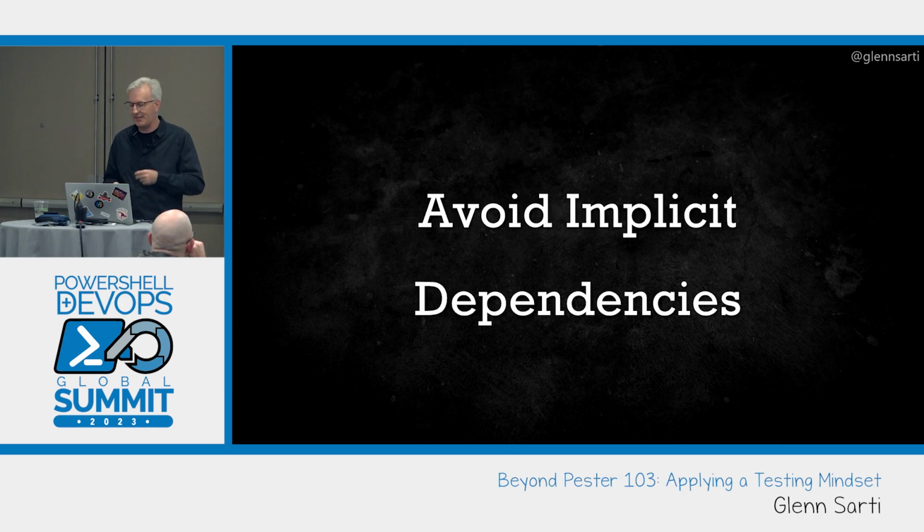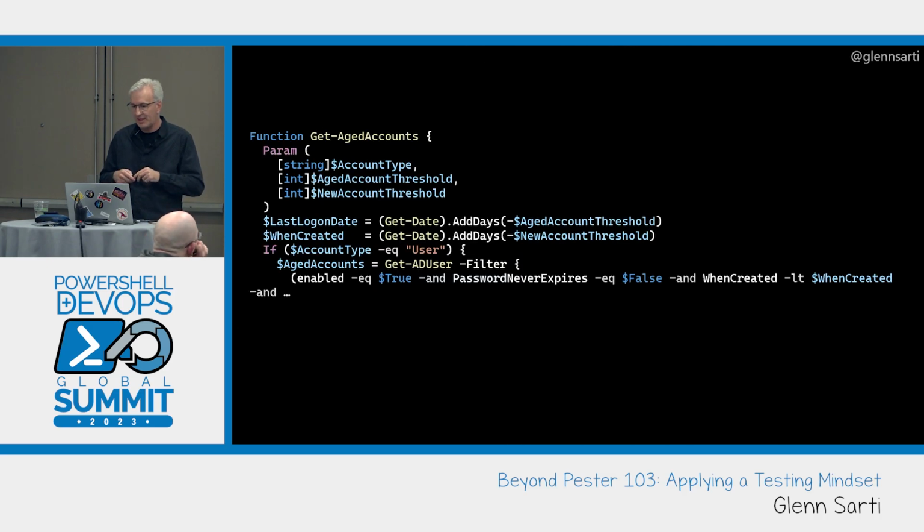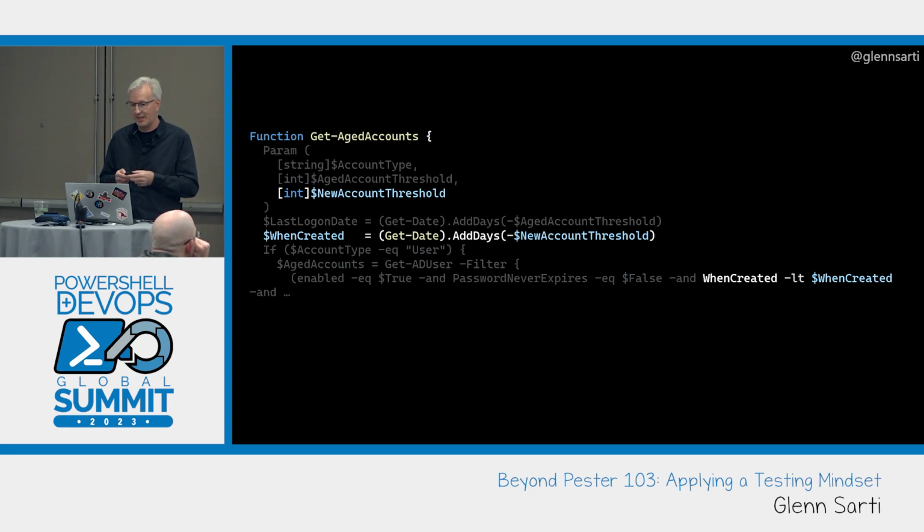So again, let's look at our AD script example. This is a snippet from the old getAgedAccounts function. In particular, I want you to have a look at the new account threshold parameter. It's defined at the top there. In the middle, it's used to create a timestamp, and then the timestamp is used in the AD filter down the bottom. Now, this function parameter defines how old an account must be before it's considered to be disabled. The intent here is just to stop newly created accounts being disabled.